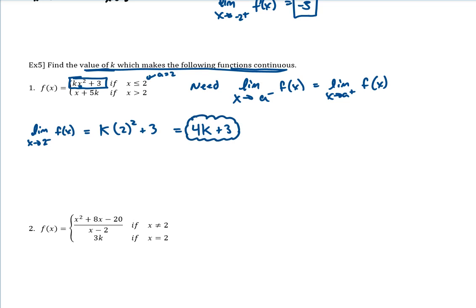I'm just going to cloud it for now. Okay, so that's as far as that goes for now. And then let's do the limit as x goes to 2 from the right.